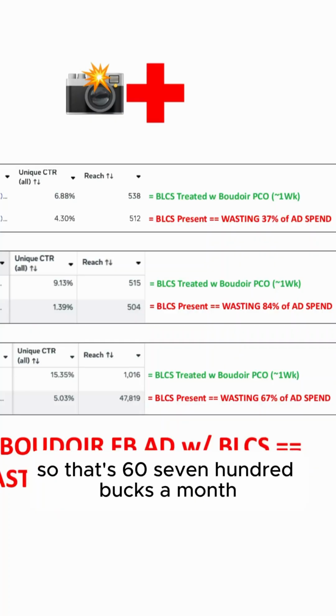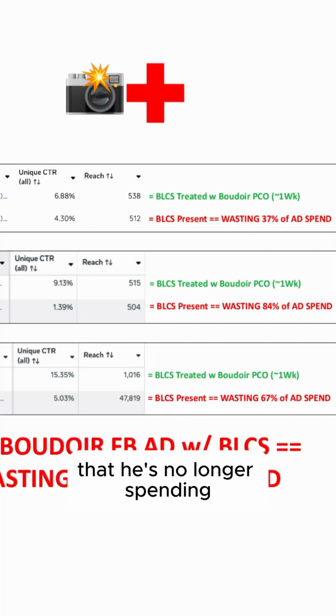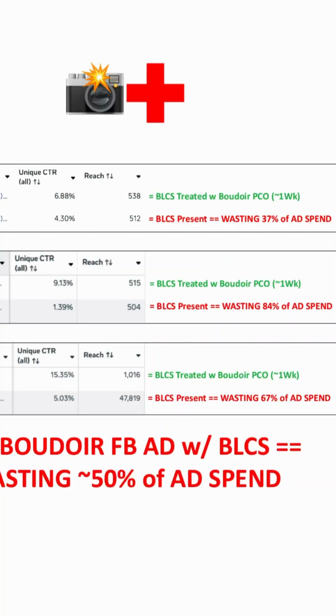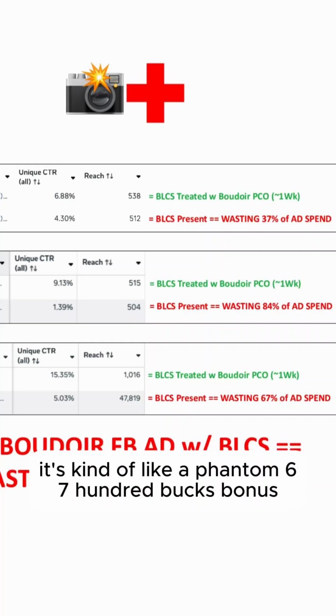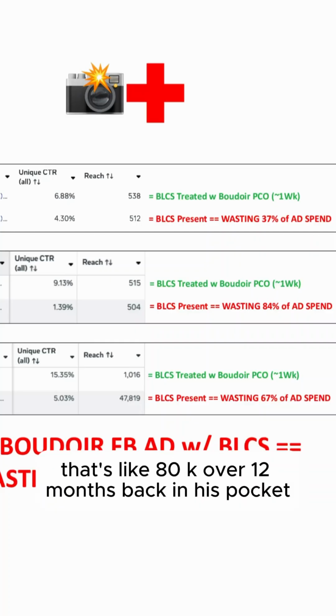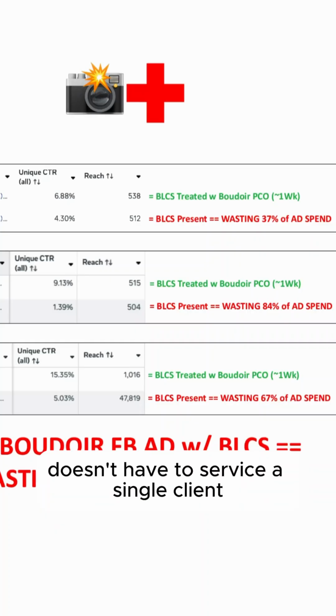So that's $6,700 a month that he's no longer spending. That stays right in his pocket. It's kind of like a phantom $6,700 bonus every single month. That's like 80K over 12 months, back in his pocket, and he doesn't have to service a single client.